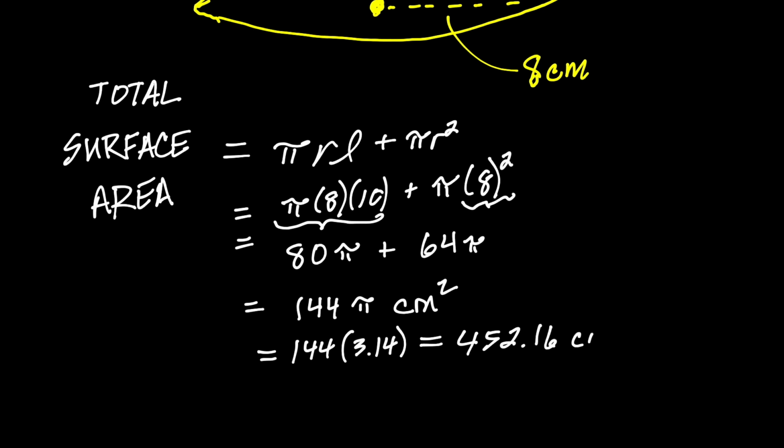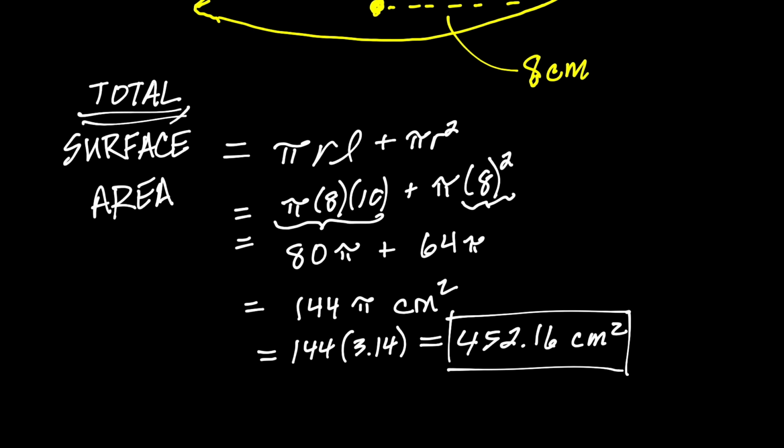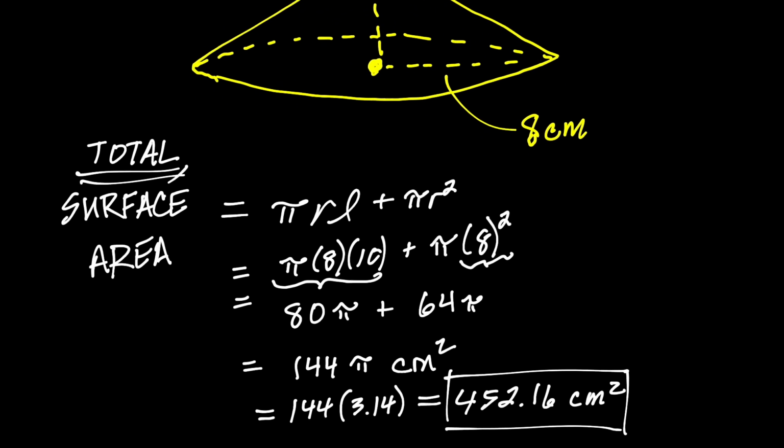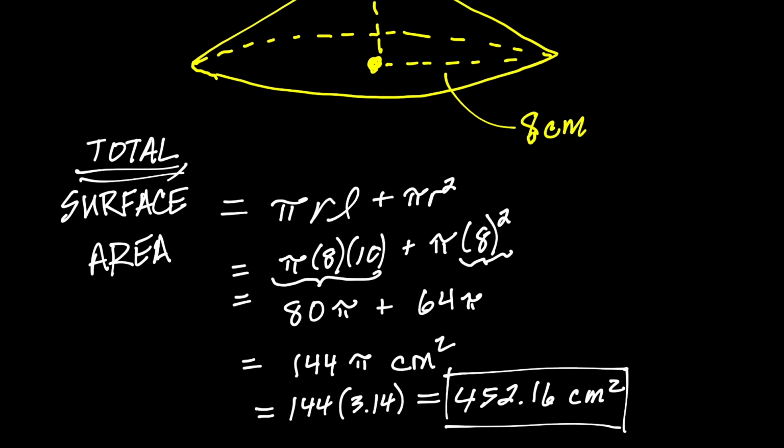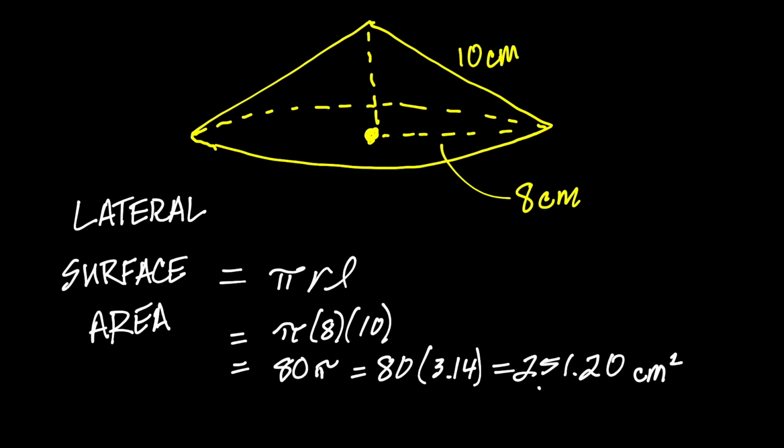452.16 centimeters squared. So the final answer for total surface area, again we went with total surface area that time, is 452.16. So notice 452 for total surface area is more than 251, which is only the lateral surface area. So we're adding on to that, so it's going to be higher than this 251.